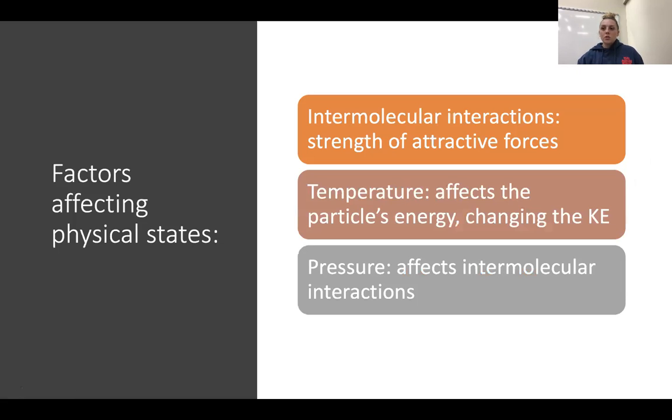Perfect. So there are three factors that affect your physical states and help change from one physical state to another. You have your intermolecular interactions, then your temperature, and then your pressure. The intermolecular interactions will be a constant. Generally, they don't change, because they're the intermolecular bonds, and those typically don't change. However, the temperature and pressure are changing factors. And when you pair them with the intermolecular interactions, you'll see a change in the physical state of your substance.